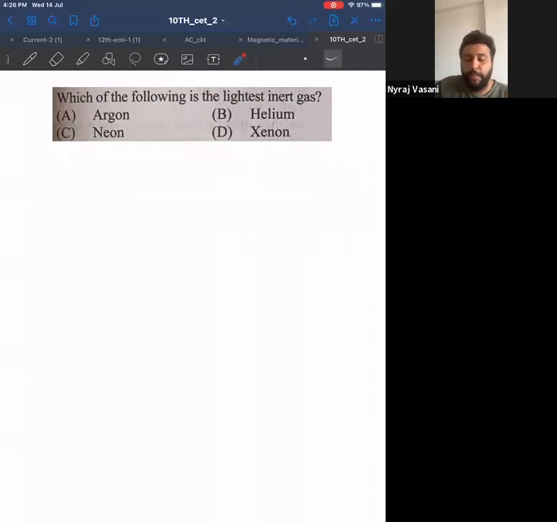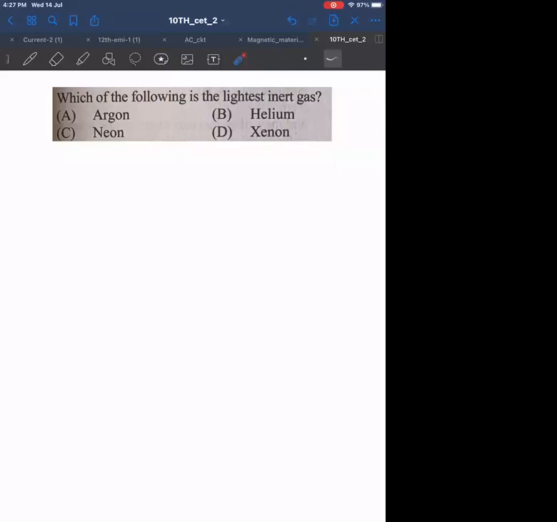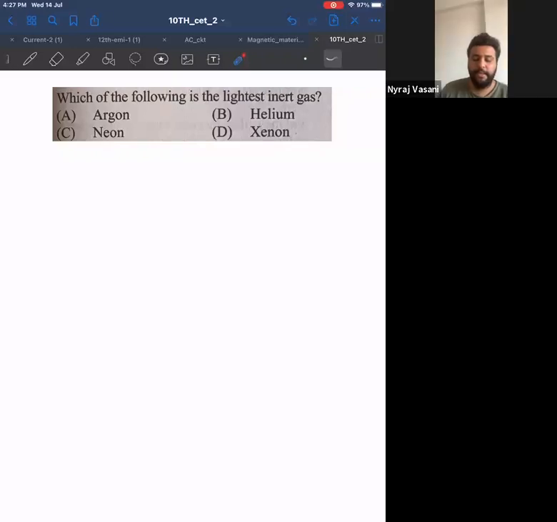This question is about noble gases. Noble gases means inert gases. Group 18, correct? Group 18, noble gases. Start. Again, very common question, but again, people give me wrong answers because of confusion. Look at it and tell me. Which of the following is the lightest inert gas? Argon, helium, neon, or xenon?